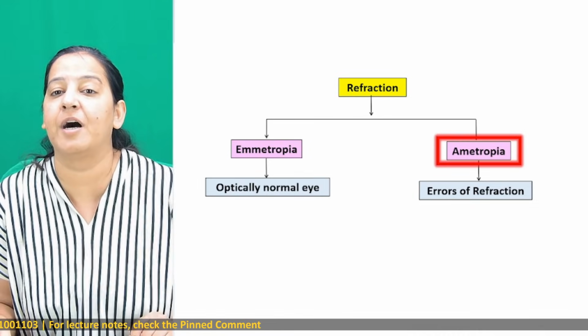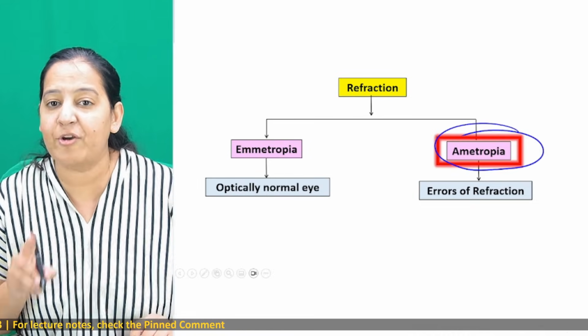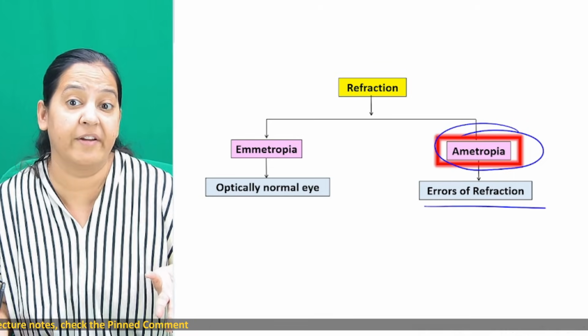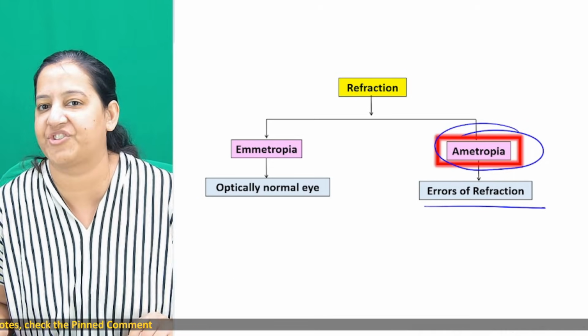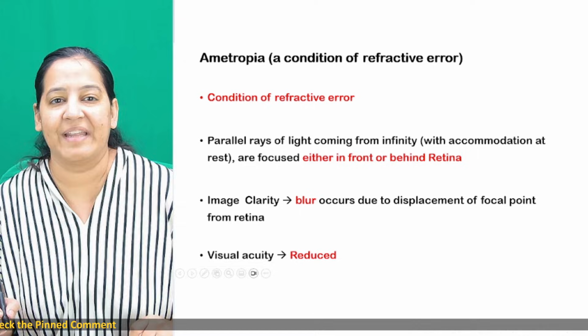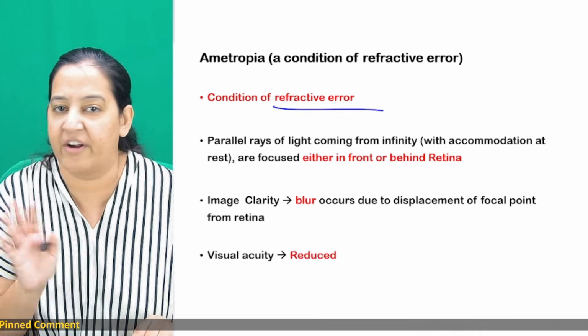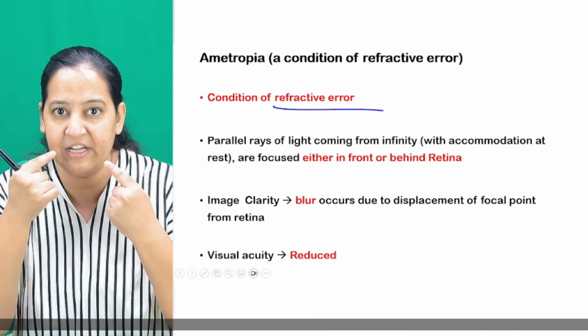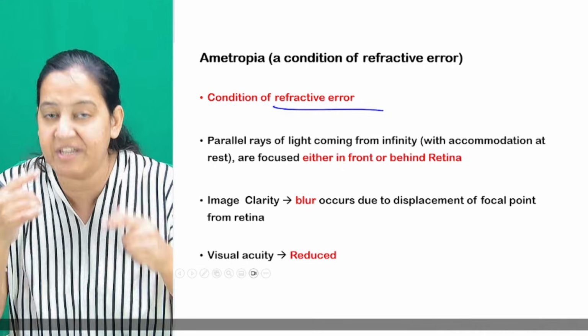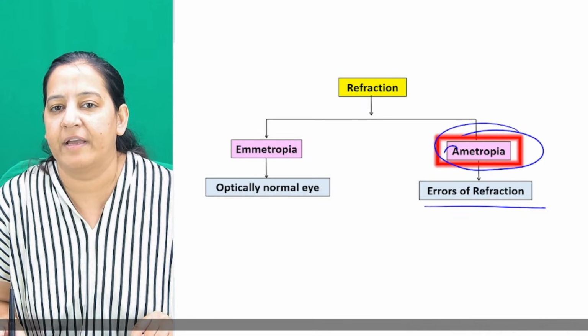Now coming to the second term, ametropia. Ametropia is the defective eye. I taught you the errors of refraction. I taught you 5 errors of refraction, yes or no? Here, it's a condition of refractive error. It's not a healthy eye. It's a defective eye. There is some problem in the refraction in the eye. That is ametropia.